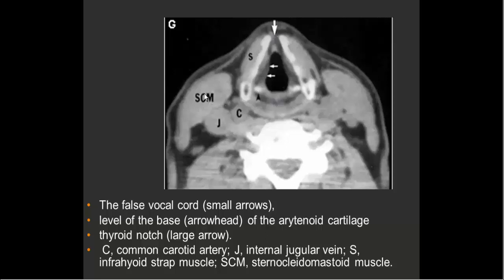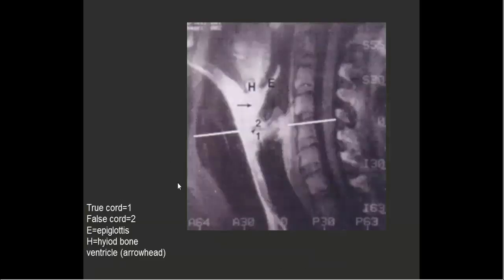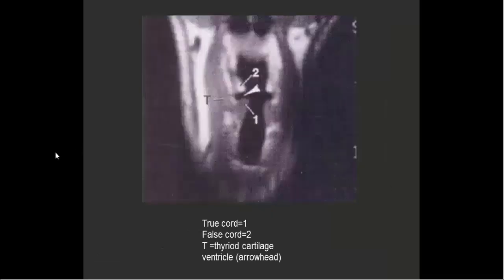These are the common carotid, sternocleidomastoid, and jugular veins. This is the true cord, as we see, and above it the false cord. This is the epiglottis, and this is the hyoid bone. This is sagittal T1. This is the true cord, and above it, parallel, the false vocal cord.